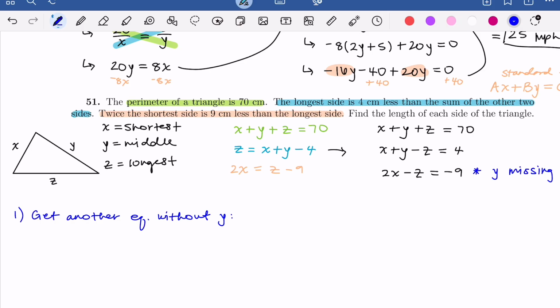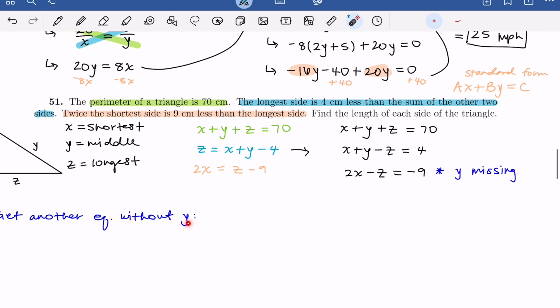And the reason being is if we find another equation without y, then we can take that equation and this one, and we'll end up with a system of two linear equations and two unknowns, which we know exactly how to solve for, as we've seen in the last several examples. So what we're going to do is use these two equations here to eliminate y and get another equation.